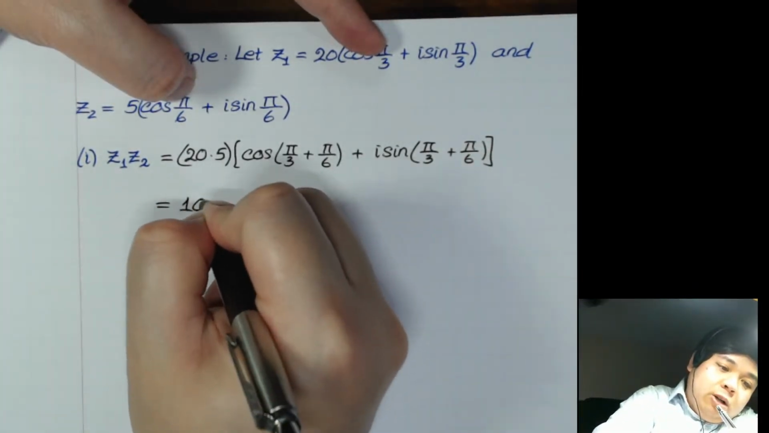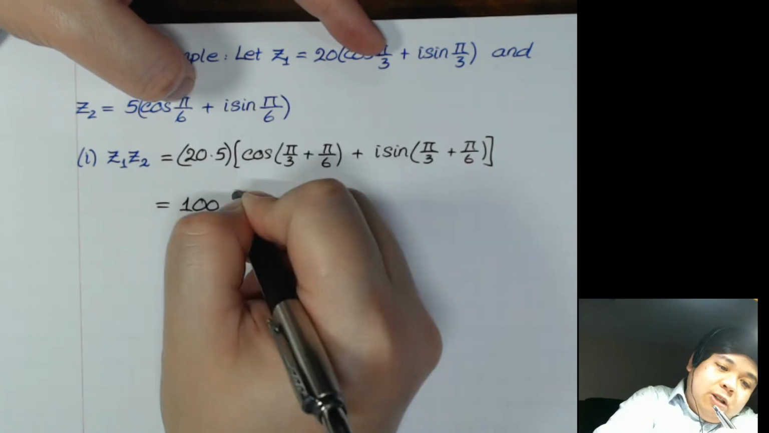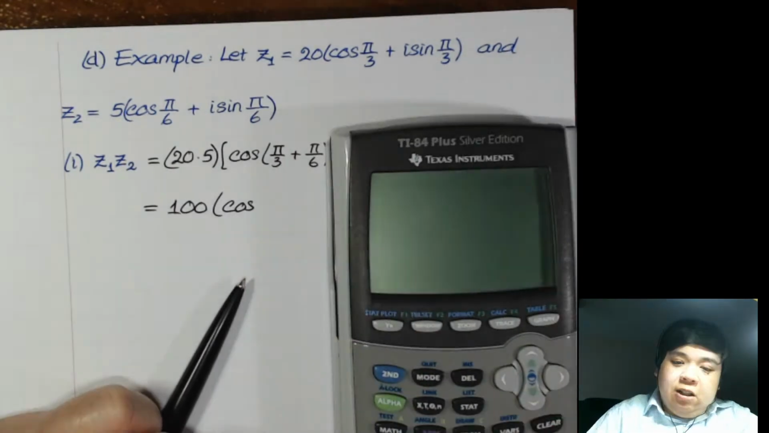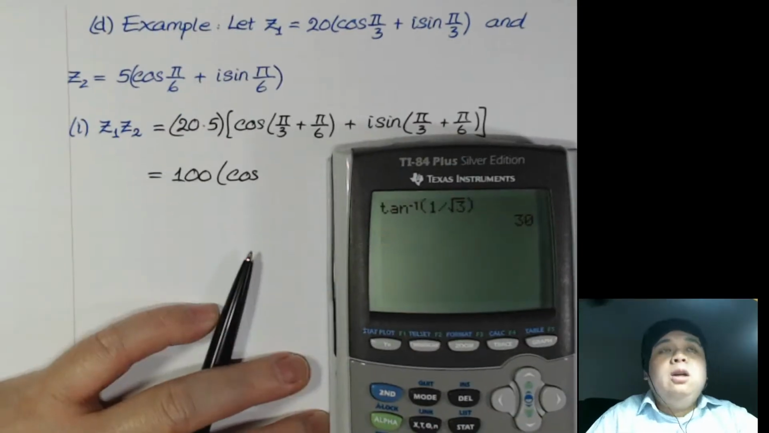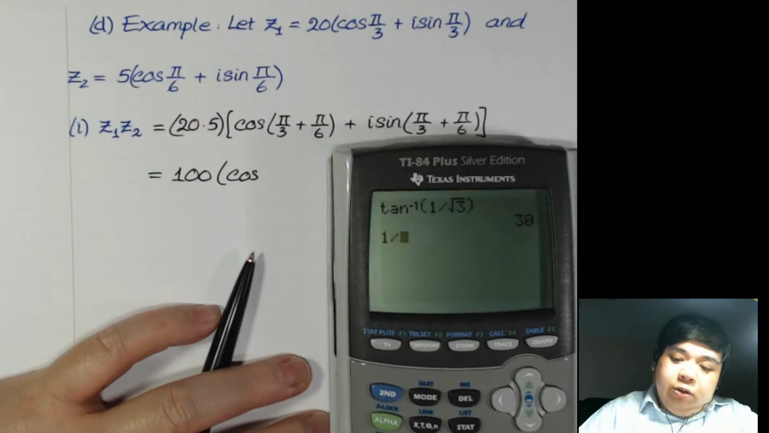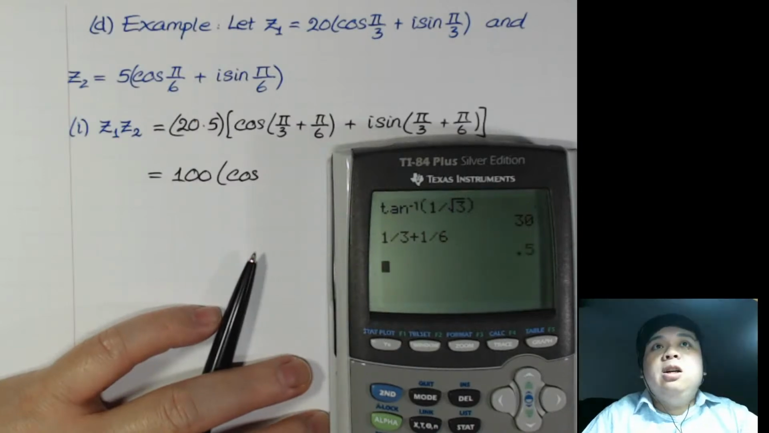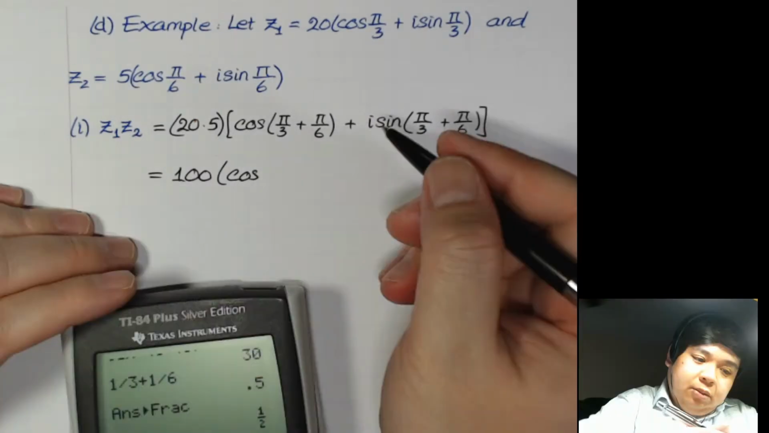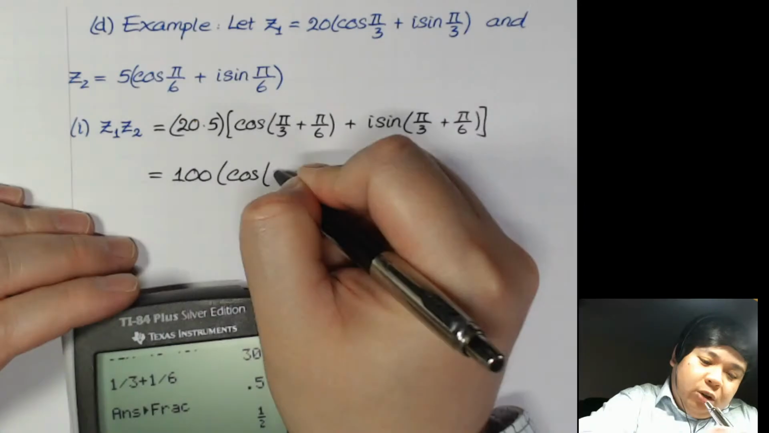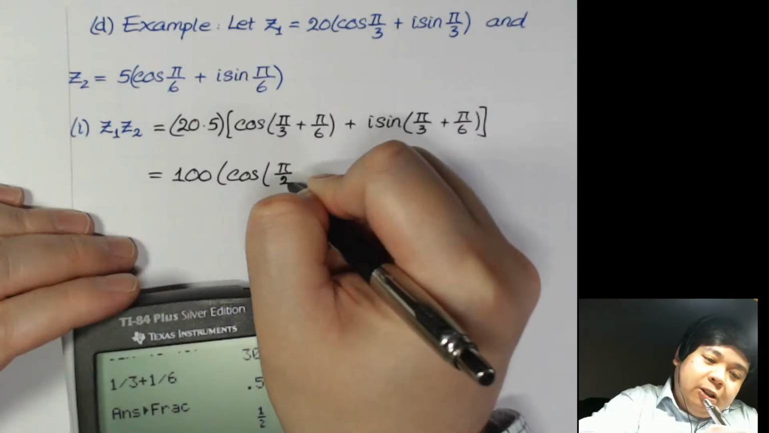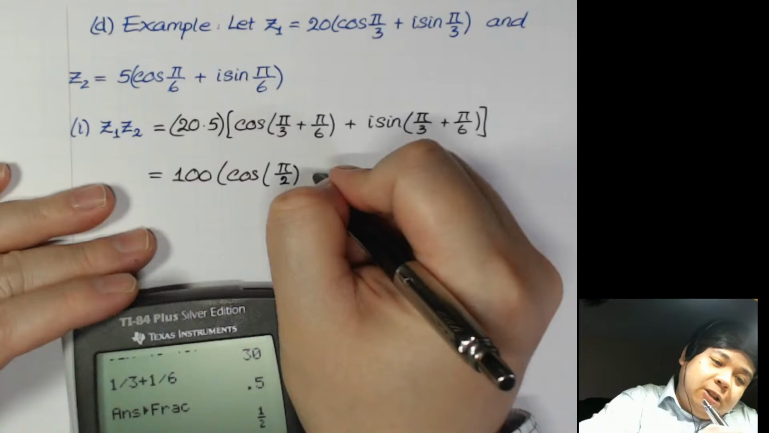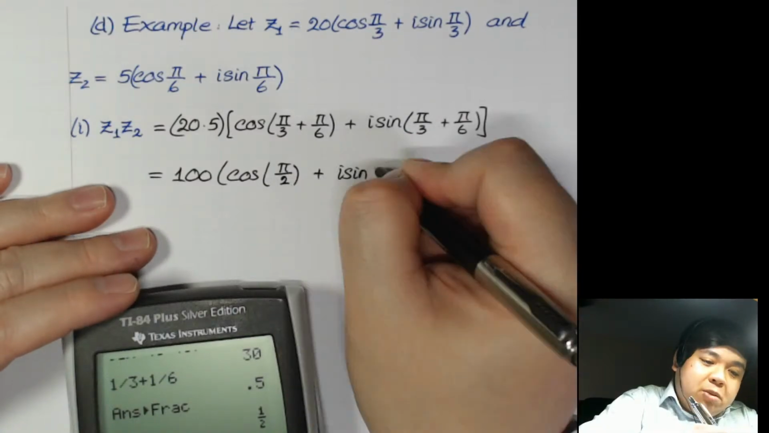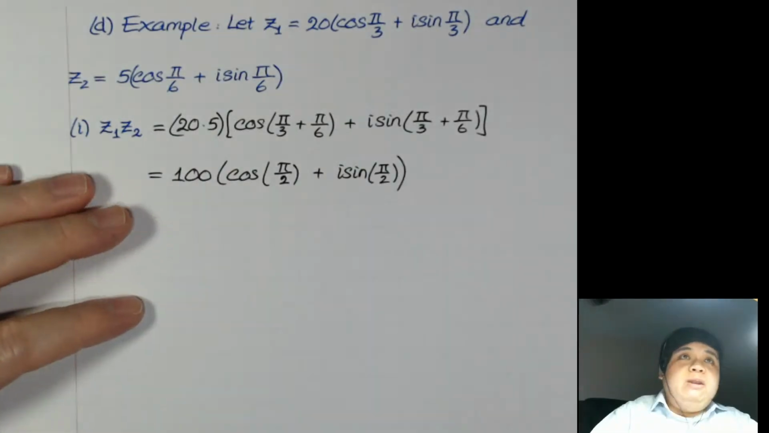So that is 100 cosine of pi over 3 plus pi over 6. One over 3 plus 1 over 6 is 1/2, and we stick a pi to it, so pi over 2. And those angles must be the same. So that's what we have.